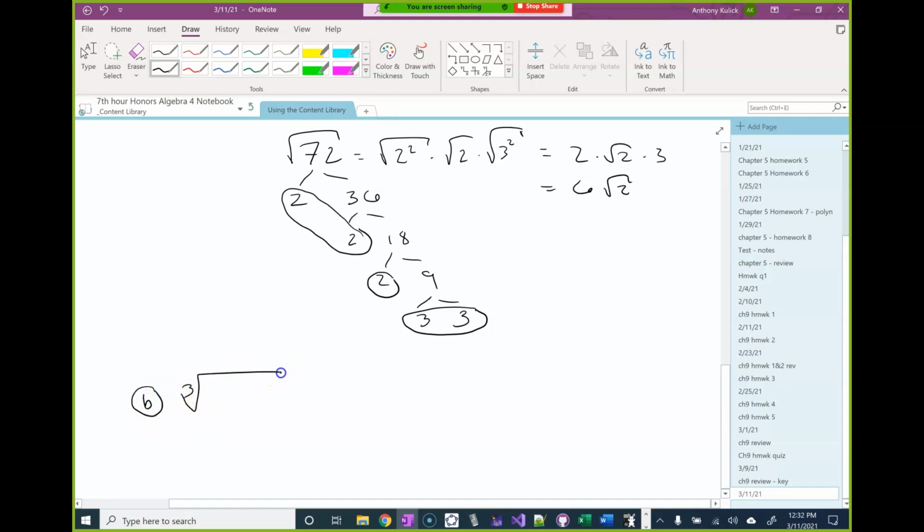So let's say we're doing a cube root of 256. So here, we're looking for perfect cubes, right? Since we're dealing with a cube root, what's an example of a perfect cube? 8, because 2 cubed is 8. Great.